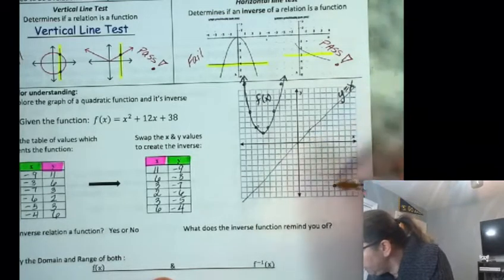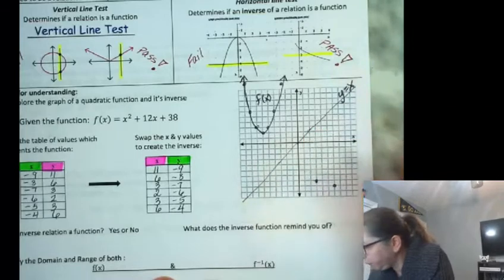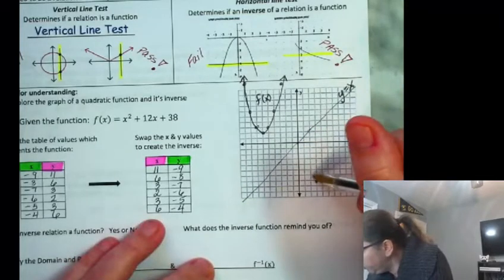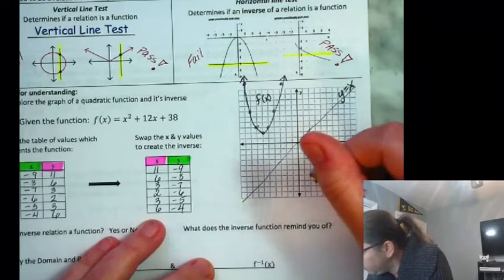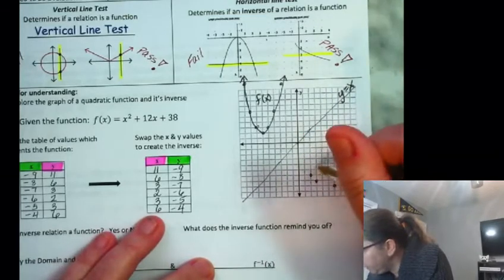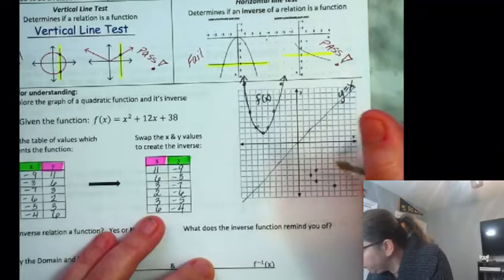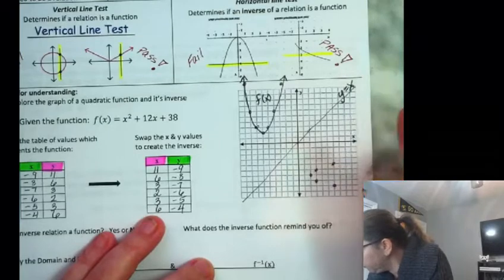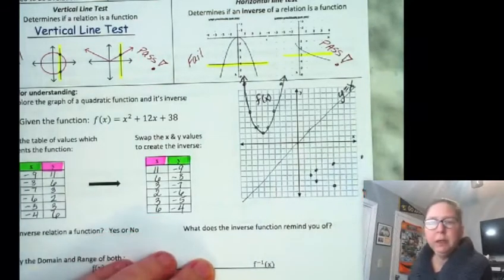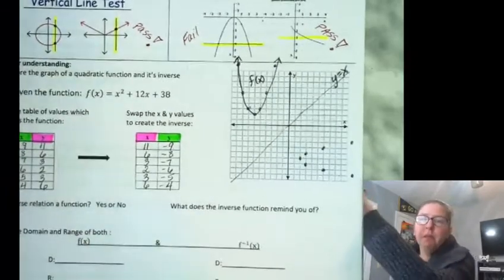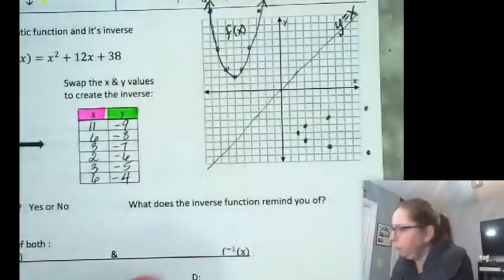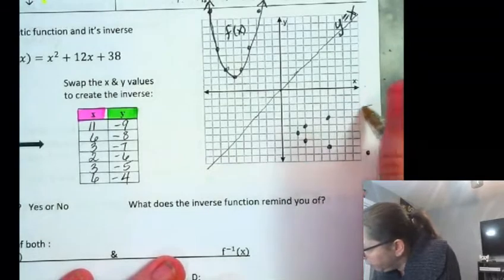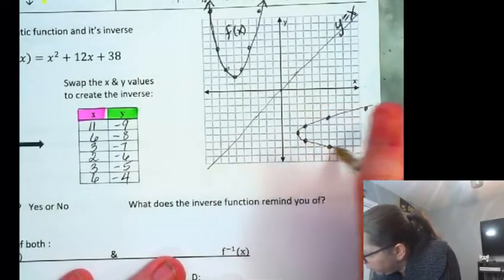Over 3, down 7. Over 2, down 6. Here it is. And then I'm going to start moving back up the other side. All right, so here is what I get when I plot these points now. Let me just zoom in on this, and we are going to connect these points.